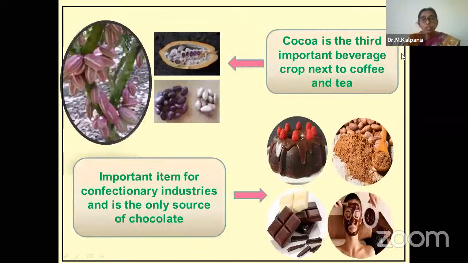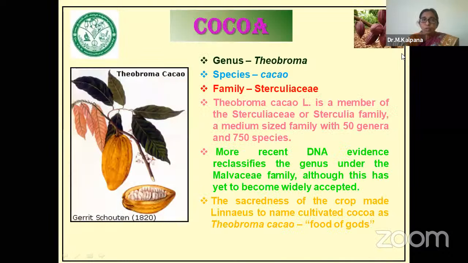Actually, cocoa is the third most important beverage crop next to coffee and tea. It is a very important item for the confectionery industries, and it is the only source for the chocolate industry or chocolate production.